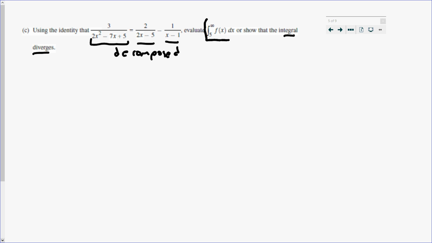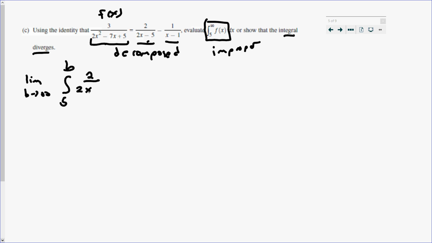But the first thing I notice right here is that this is an improper integral. So we can't leave it like this. So we have to rewrite the improper integral. So we would write this as the limit as b goes to infinity from 5 to b. Now remember, this is f of x, but to have me rewrite it this way, 2 over 2x minus 5 minus 1 over x minus 1 dx.